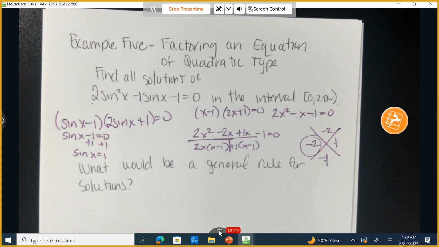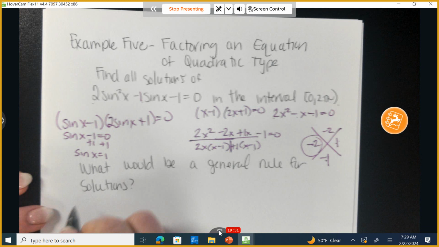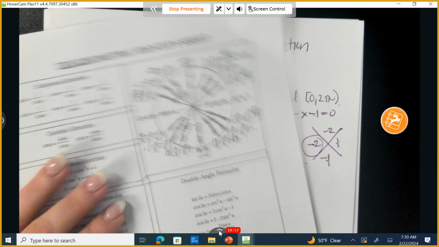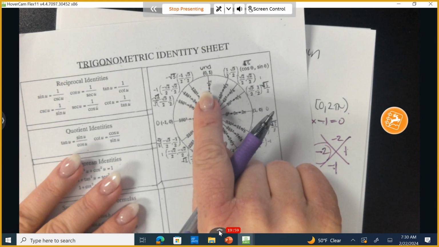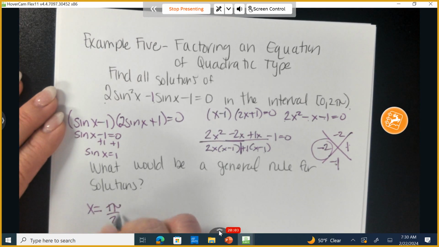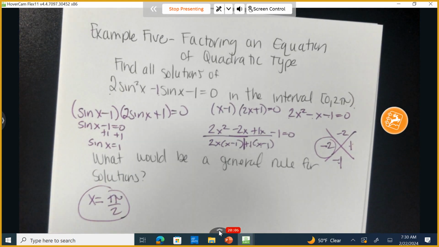Where does the sine of x equal 1? Anybody? Where is it? I'm hearing different answers. Where's the sine equal to 1? Sine is equal to 1 right up here. And what is this? This is pi over 2. So pi over 2 or 1 pi over 2, they're the same thing. And then I'm going to do this one.